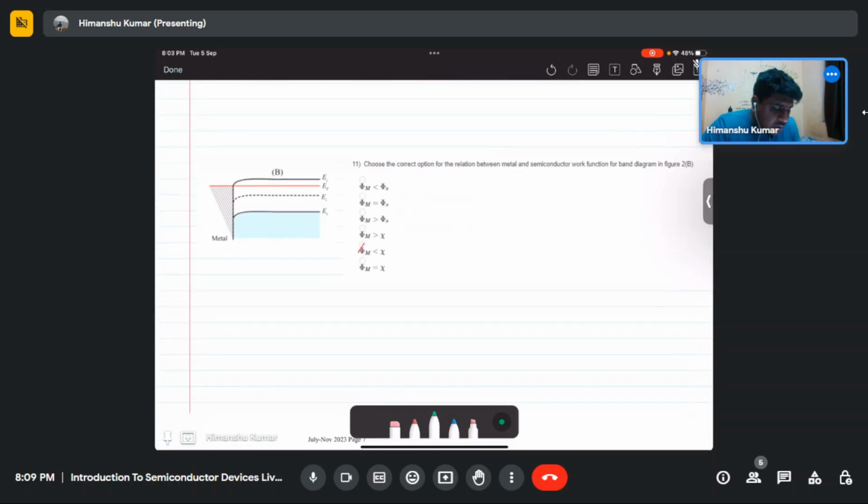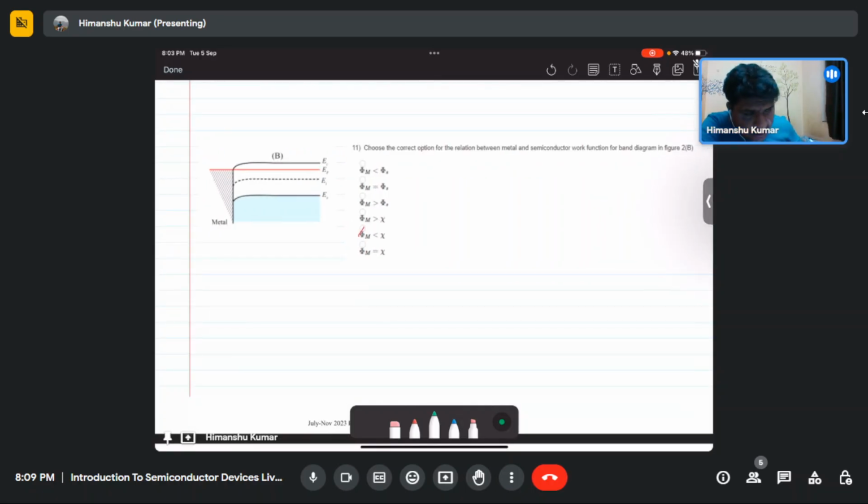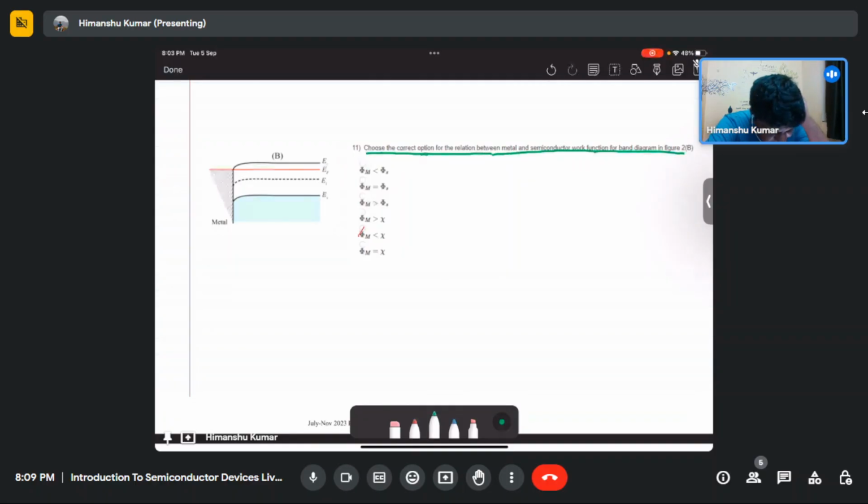So now let's just move to the next problem. Choose the correct option for the relation between metal and semiconductor work function for the band diagram in figure 2b. Okay, so this band diagram is given.